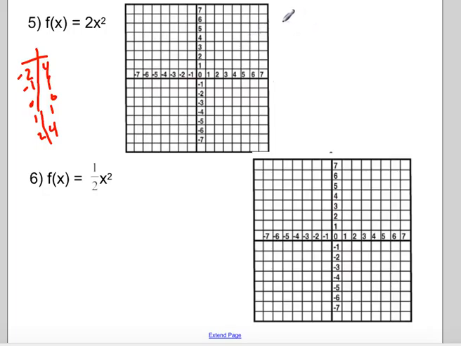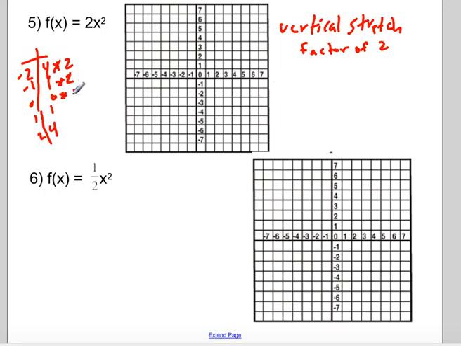So we call this one here a vertical stretch factor of 2. So you can think about multiplying your y values over here by 2. It's not going to move it. It's just going to stretch it out.